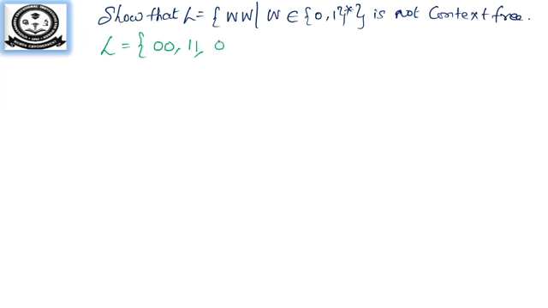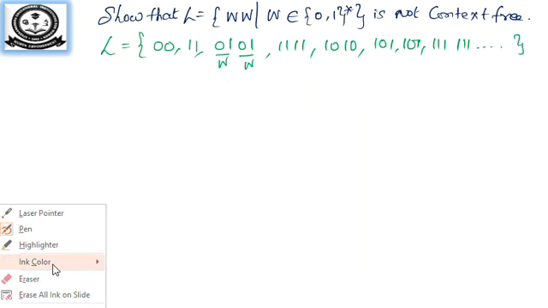Suppose we have a combination. If 01 is w, then you should have again 01. So we are not reversing or anything. We are just duplicating the string a second time. So you can have many combinations: 11 11, 1010, 101101, or 111111. It goes on like this. So this is the language that is generated by the given formula. We are going to prove that it is not context free.